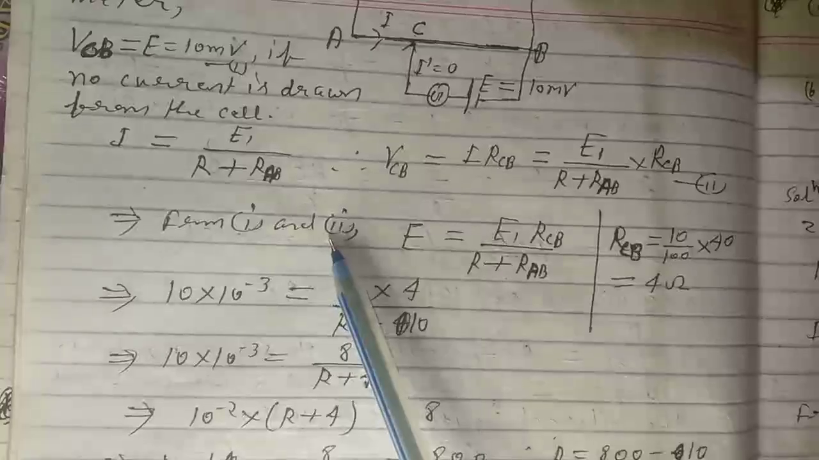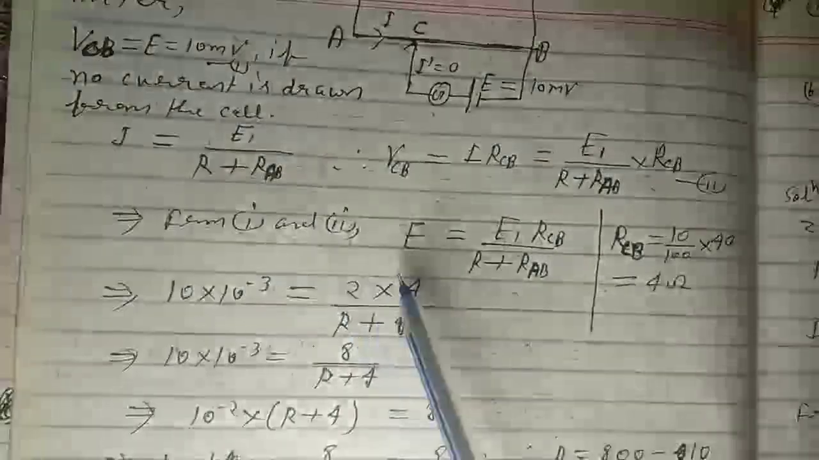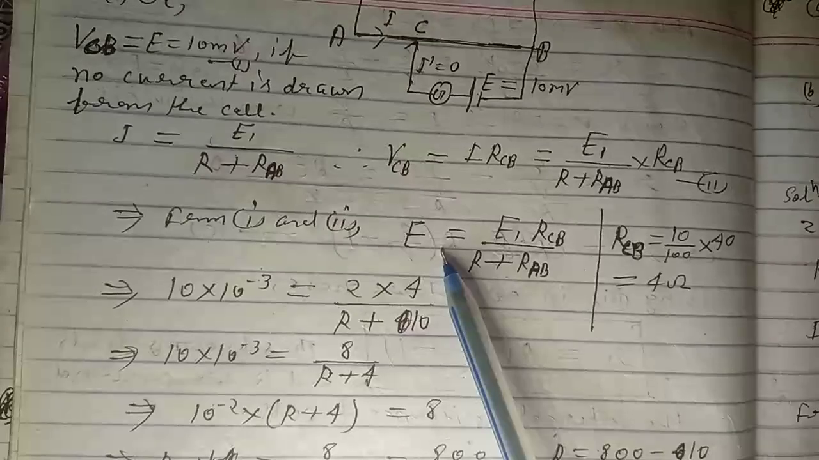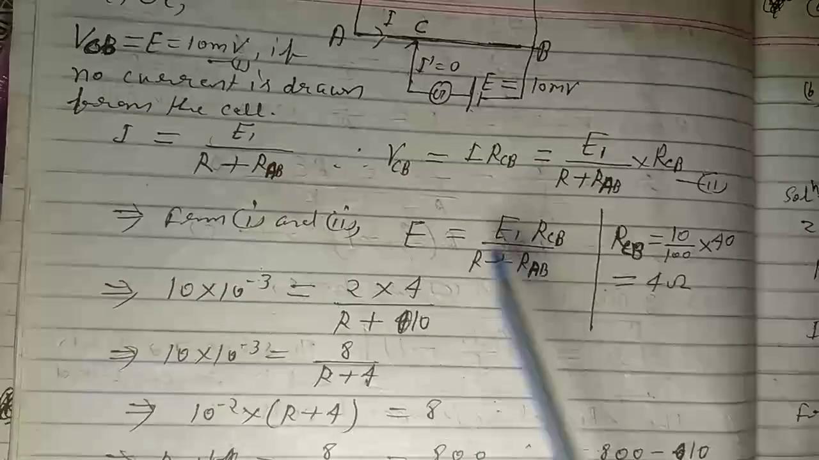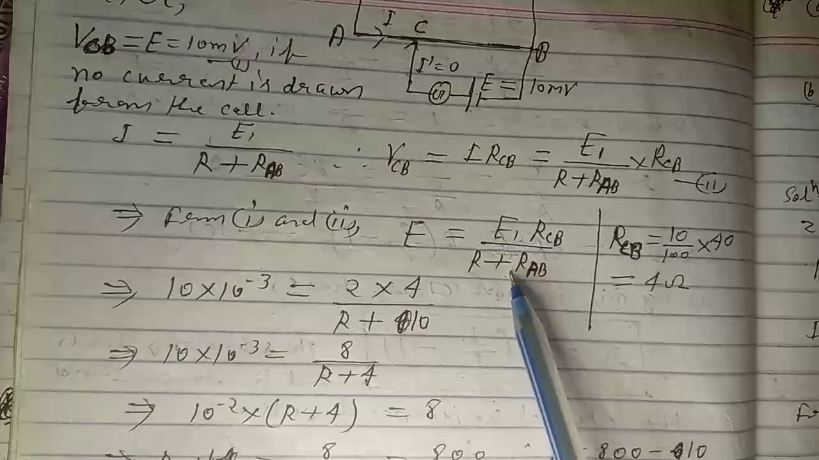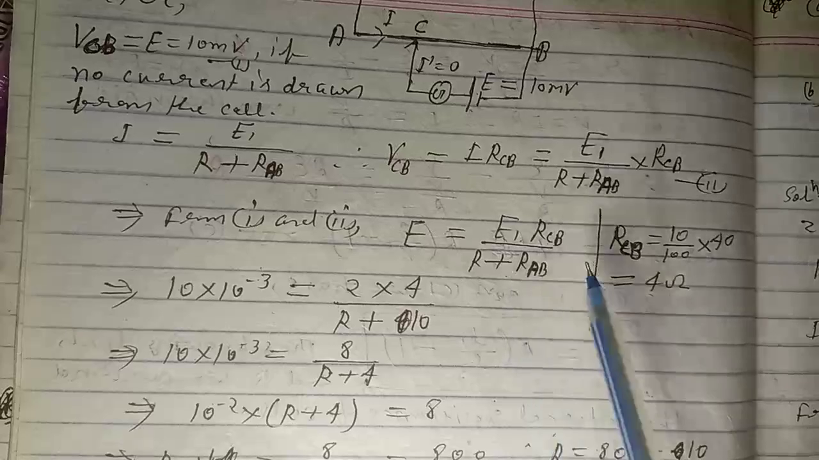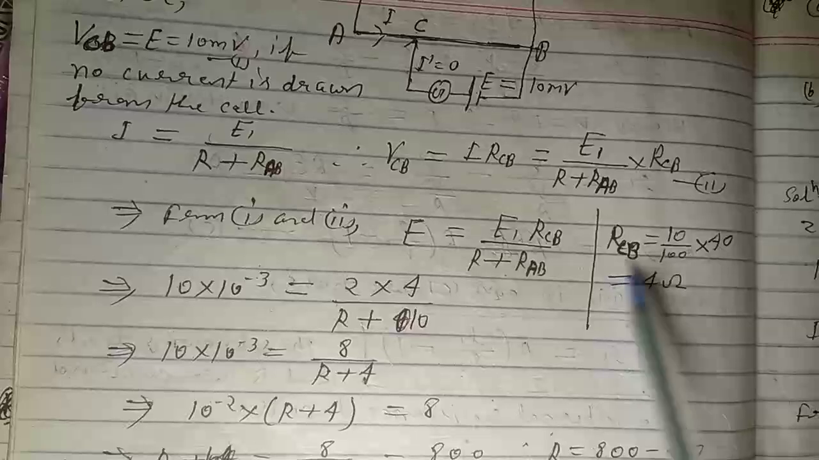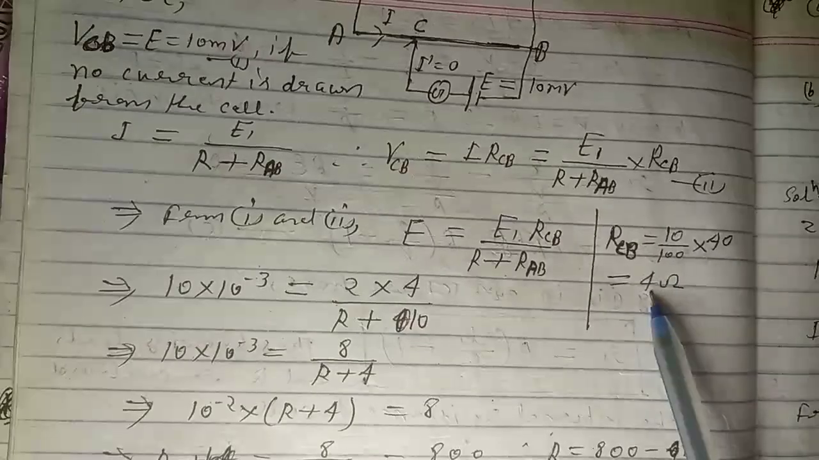Now from 1 and 2, E equals E1 into R_CB by R plus R_AB. And the value of R_CB, from C to B, is 10 by 100 into 40, equal to 4 ohm.